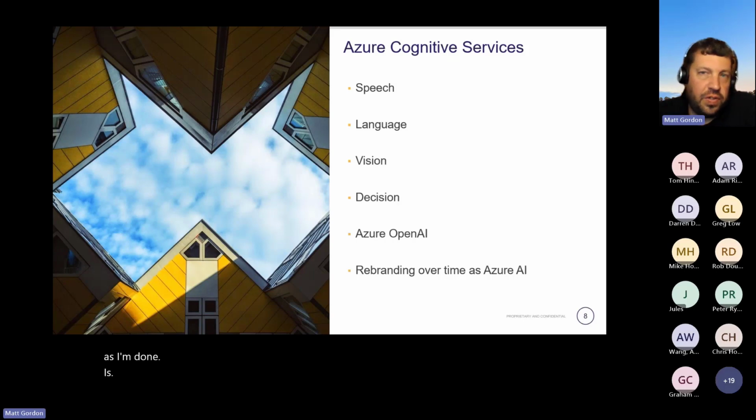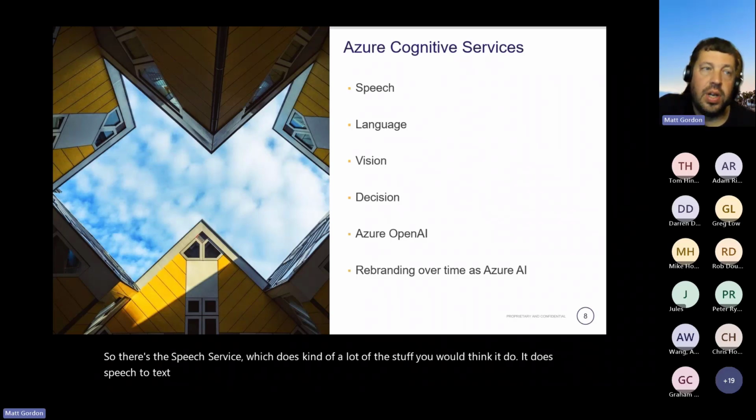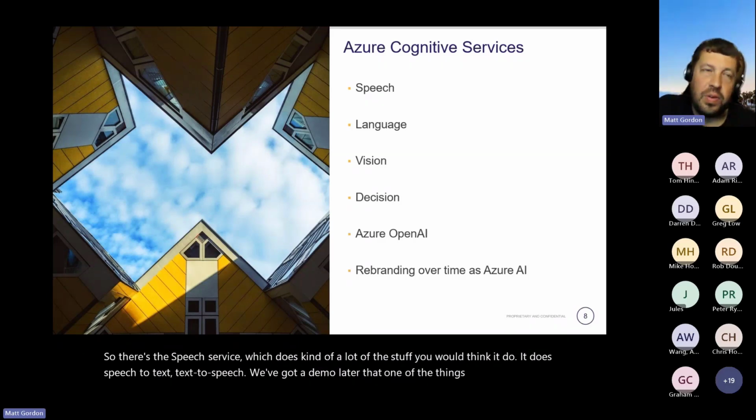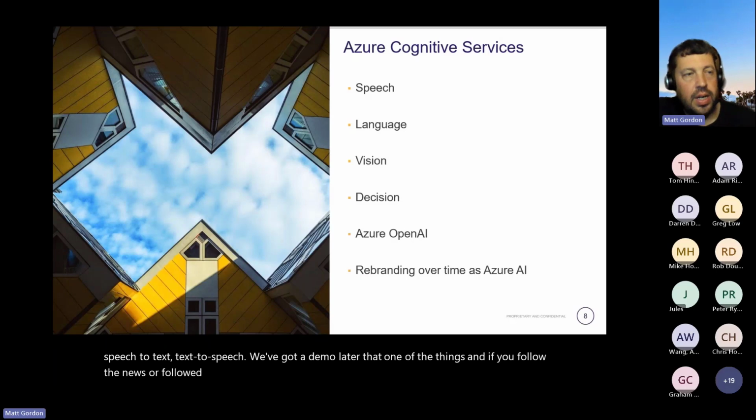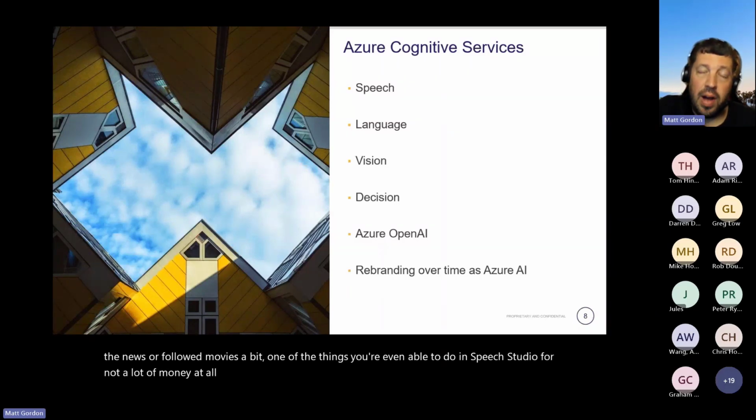So there's the speech service, which does a lot of the stuff you would think it does. Speech to text, text to speech. We've got a demo later. If you've followed the news or movies a bit, one of the things you're even able to do in Speech Studio for not a lot of money at all is create a custom neural model of your voice.